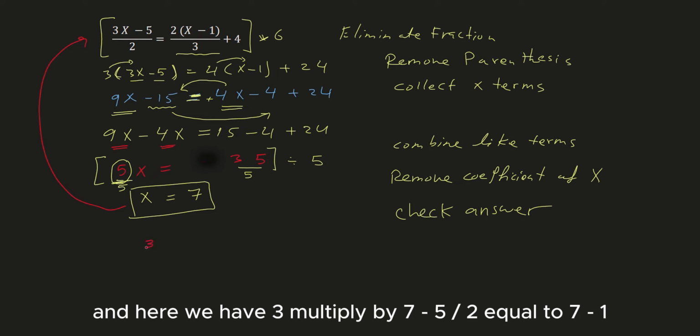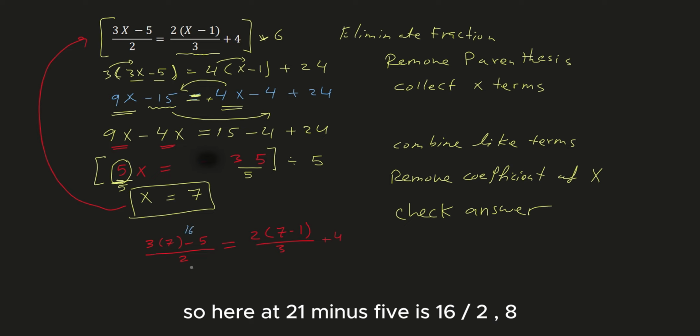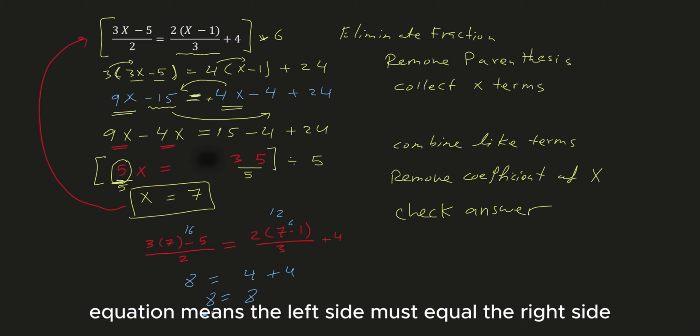Here we have 3 multiplied by 7 minus 5, divided by 2, equals 7 minus 1, divided by 3, plus 4. So here 21 minus 5 is 16, divided by 2 is 8. Here we have 6 times 2, so 12 divided by 3 is 4, plus 4, and then we have 8 equals 8. That means the left side must equal the right side.